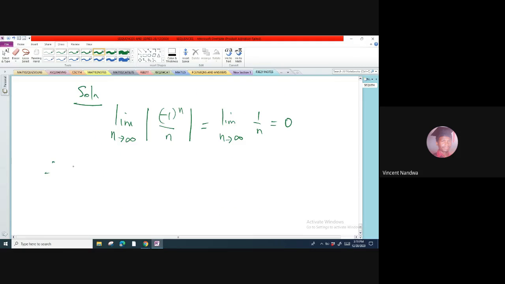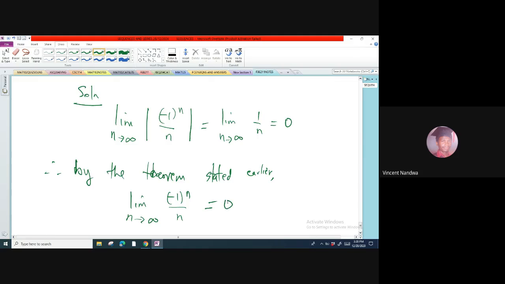So therefore, by the theorem stated earlier, the limit as n approaches infinity of negative 1 raised to the power n over n equals 0. And that's what you have.